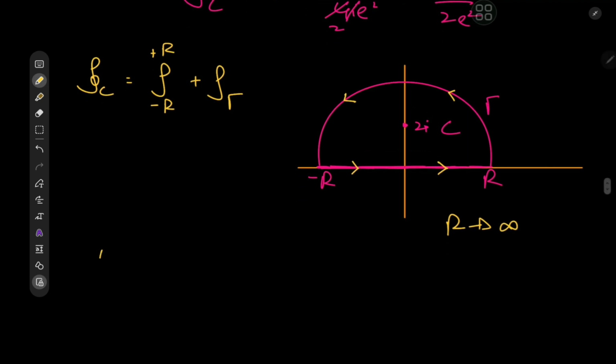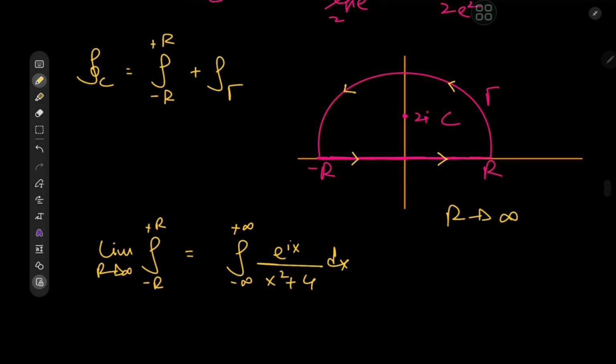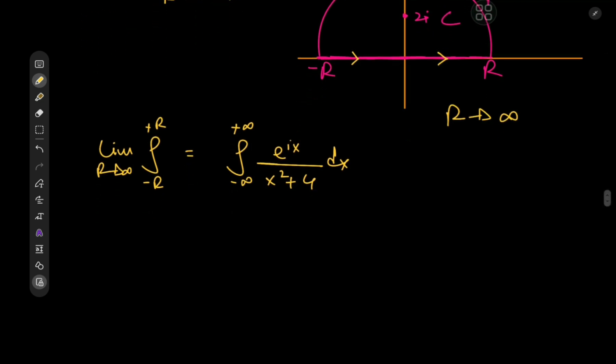So first up, we have the limit, as r tends to infinity, of the integral from negative to positive r. This thing would be the integral from negative to positive infinity of e to the i x, where we're on the real axis, so I'm replacing z by x, divided by x squared plus 4 dx, which is our target integral. And what about the integral over the arc gamma?